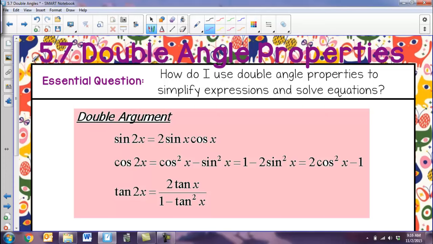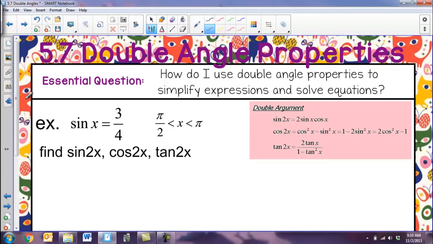Again, this is at the top of the back side of your formula chart. And again, you will have your formula chart on this test too. So let's do some applications of these double angles.